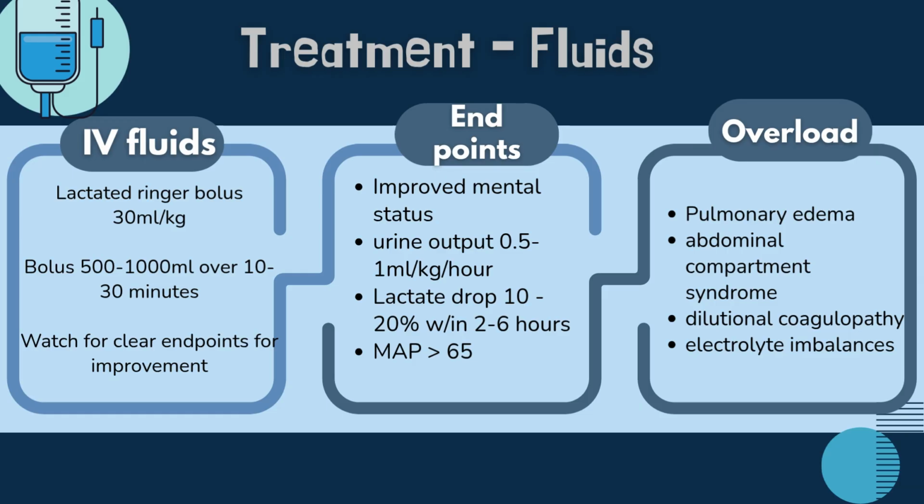So how do we treat this? We start with fluids. Fill the tank. We give 30 mLs per kilogram of balanced crystalloids like lactated ringers in boluses of 500 to 1,000 mLs over 10 to 30 minutes, and then we reassess after each bolus.